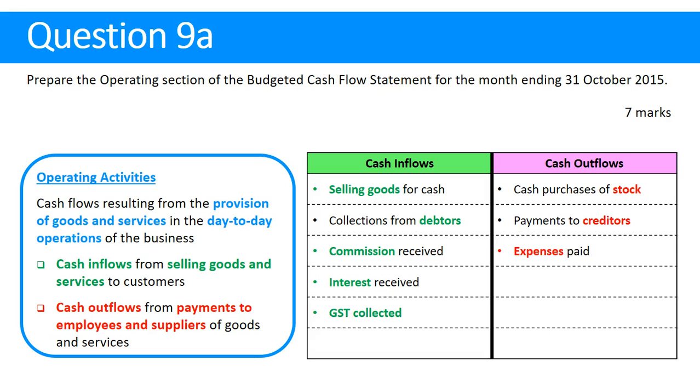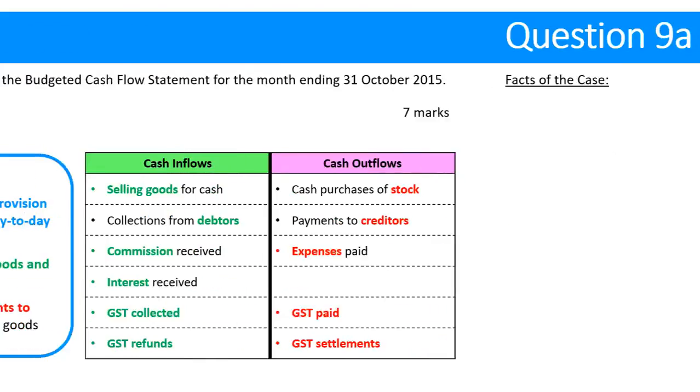Then we want to look for any GST that we collect during the period from selling goods and services. The opposite of that is any GST that we pay during the period, which we want to budget for. The last one we can look for is maybe a GST refund or a GST settlement. In either case, maybe we settle our GST balance during the period, and therefore we want to look for an inflow or an outflow from that.